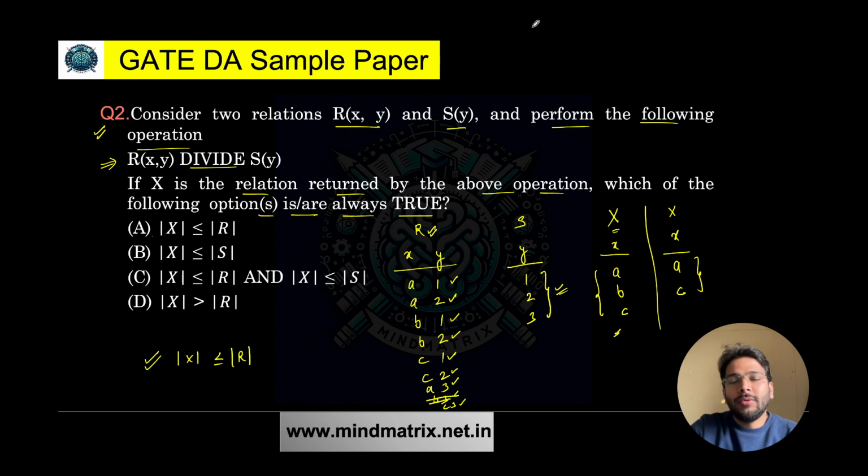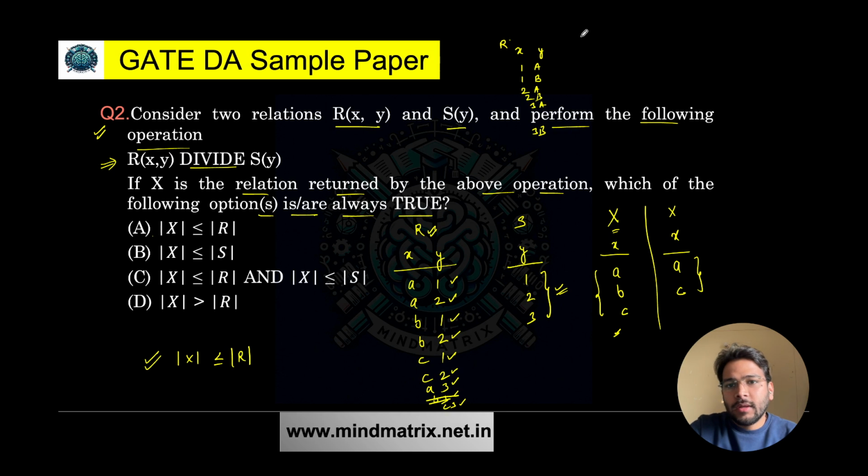Before moving to that conclusion, let's take one more example here, just for more clarity. Let's say you have X here and Y here. That is your relation R. What you have here is 1A, 1B. Let's say you have 2A, 2B, and you have 3A, 3B.